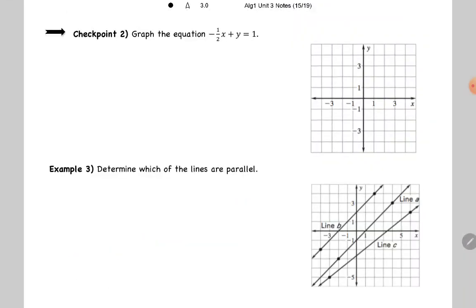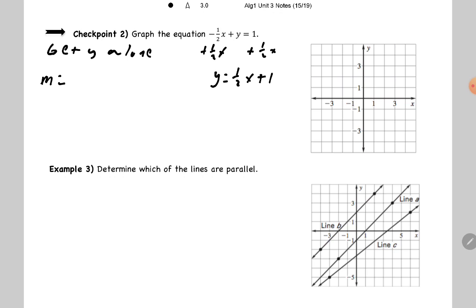Graph the equation. So, I'm going to get y alone. So I'm going to add 1/2 x to both sides. So I'll get y equals 1/2 x plus 1.